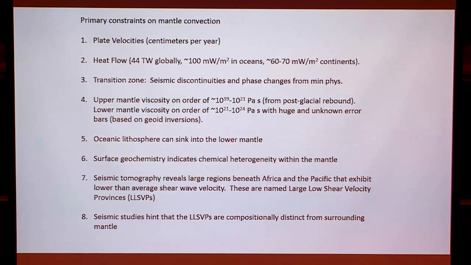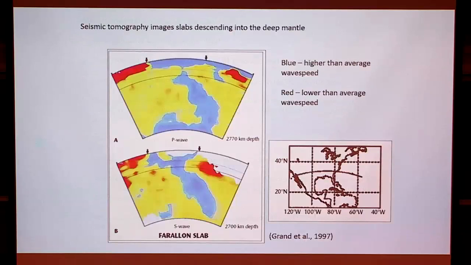Oceanic lithosphere can sink into the lower mantle. This is a huge piece of information that we have. And here's one of the older tomography models that shows the Farallon Slab sinking beneath North America. So here's a map view. This is Grand, 1997. Here's a map view. Here's the cross-section line. This is P-wave tomography, and this is S-wave tomography. So blue represents faster than average wave speeds, and red indicates lower than average wave speeds. And I guess yellow is right in the middle.